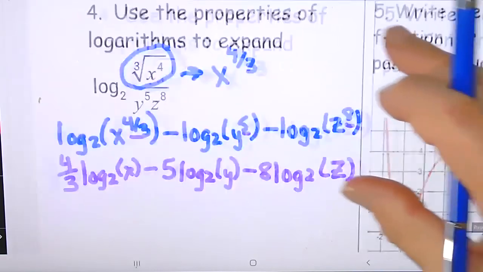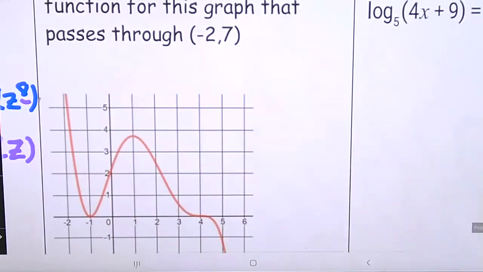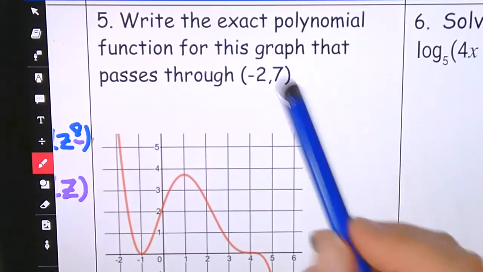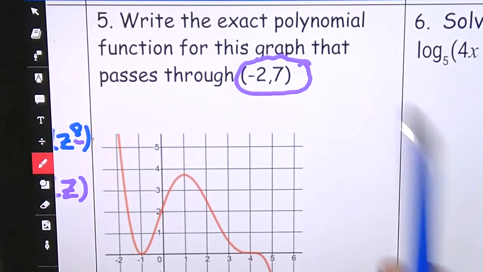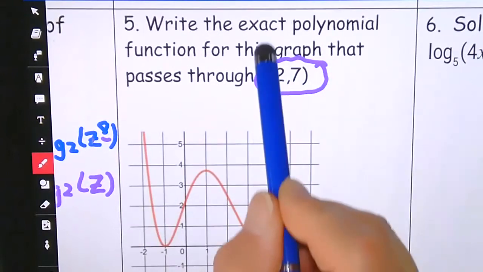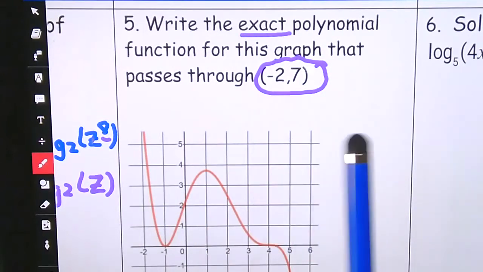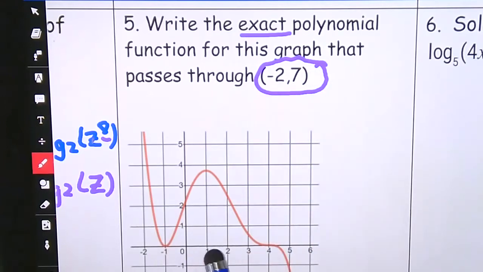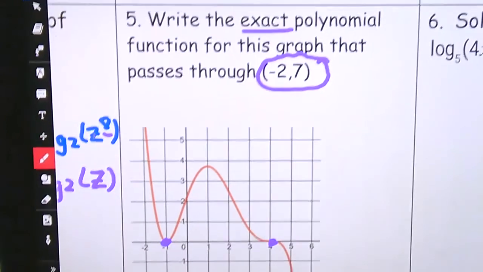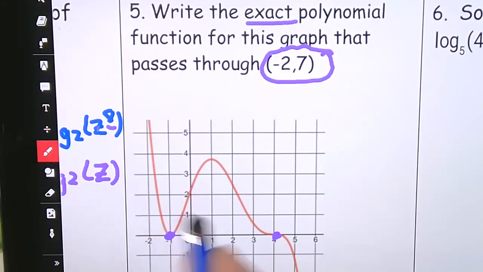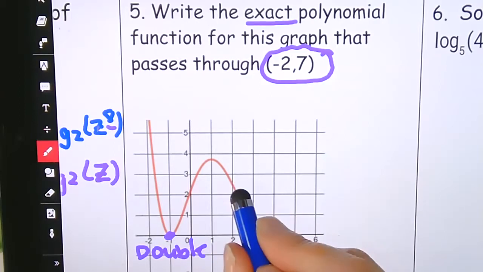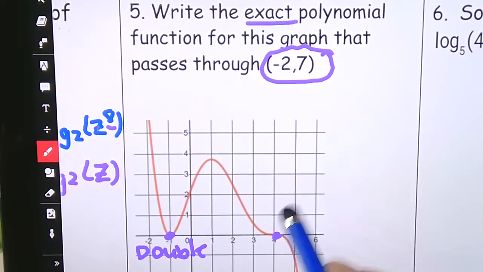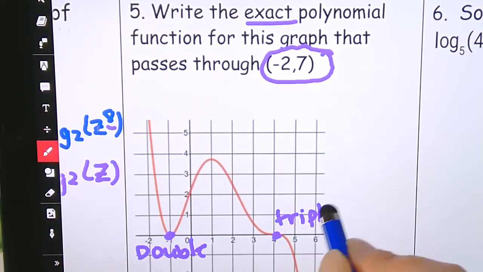On number 5, they're asking us to write the equation. If they give you a point to have it go through, that means you're going to have to give me an A. And when it says exact, you're going to have to find an A. We're not going to put this in standard form unless they say, and they're not saying to, so we're going to leave it in factored form. And so I need to pay attention to where it crosses. Crosses here at -1, and it crosses here at 4. Now it crosses here where it bounces off, so this is going to be a double. And then this one, it goes through, but it doesn't go straight through like a line. So this is actually going to be a triple.